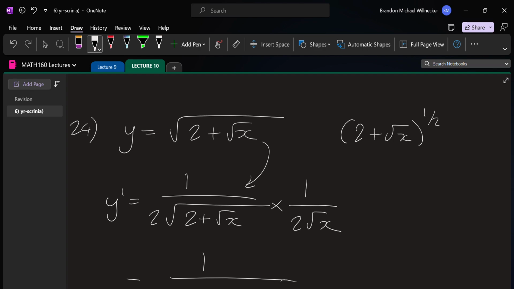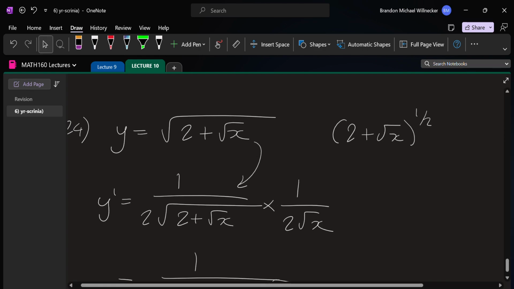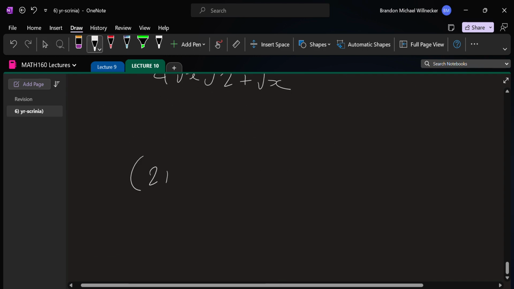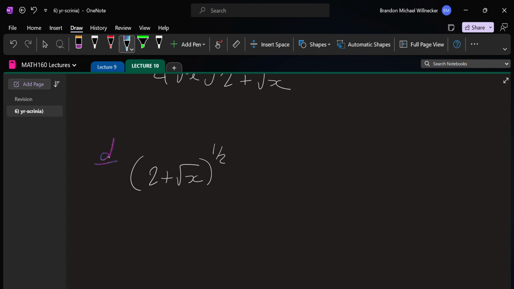Okay, so we took the derivative of the outside to get this. So that's 2 plus root x to the half. Okay, so we took the half down, so that makes the 2 at the bottom. Minus 1 from the exponent makes it minus a half, but minus a half is just a root at the bottom. Okay, good? Okay, do you need me to show the working?